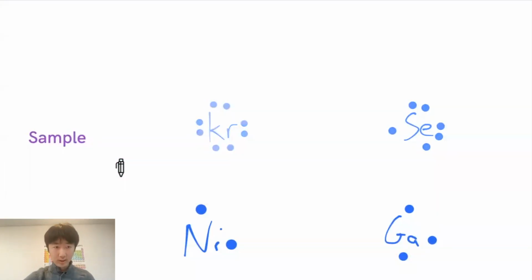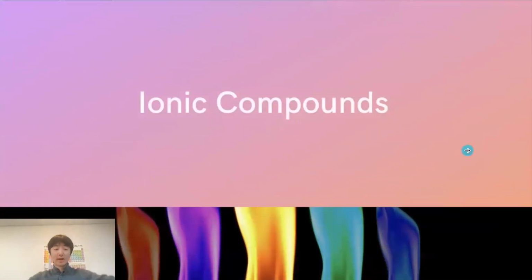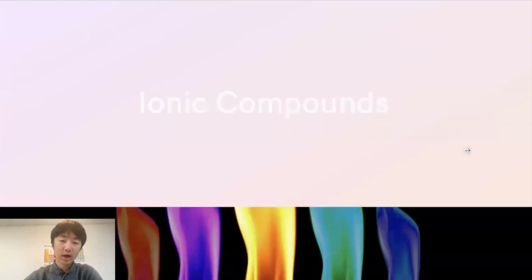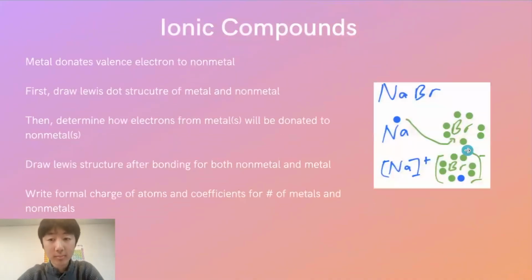And then the next one is ionic compounds, right? Now, how do you draw Lewis structures for ionic compounds? Well, basically, it's a step-by-step process. First of all, the metal donates a valence electron to the non-metal. As you can see in sodium bromide, the sodium donates its electron to the bromine, right? And then you draw Lewis dot structures for the metal and non-metal. Determine how the metal's valence electrons will be donated to the non-metal. So draw an arrow to show how the sodium's electron will be donated to the bromine.